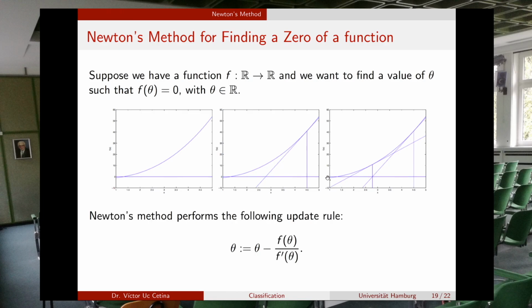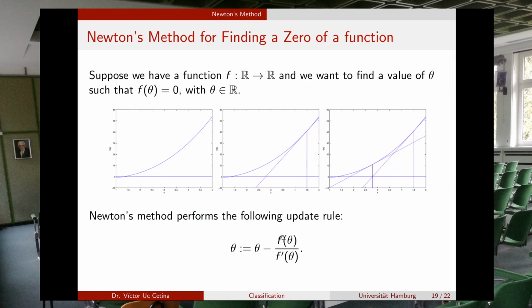So that rule is this one. You initialize your theta with any random number, and then you subtract from the current value of theta this number, which is the evaluation in the f function of the current theta, over the evaluation of theta in the first derivative of our function, of our curve.